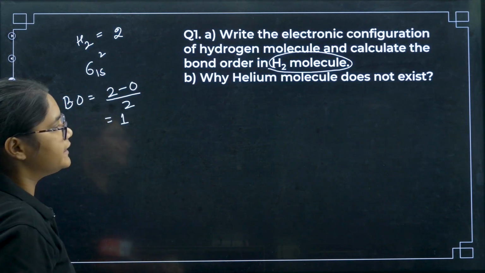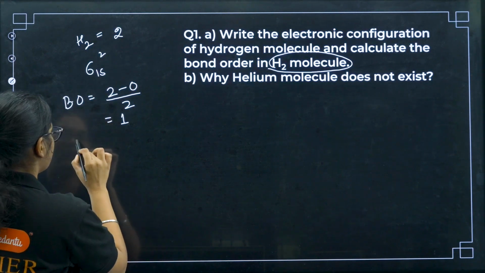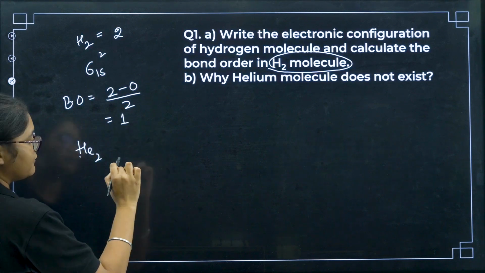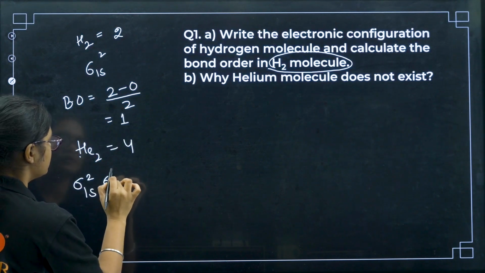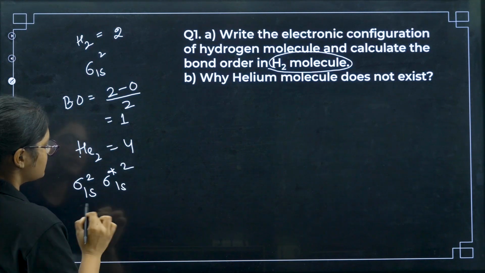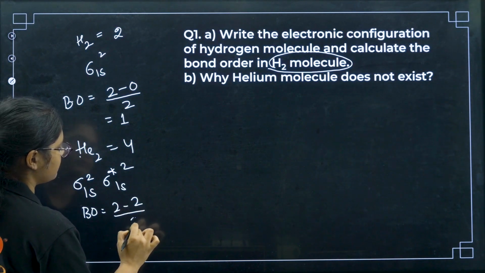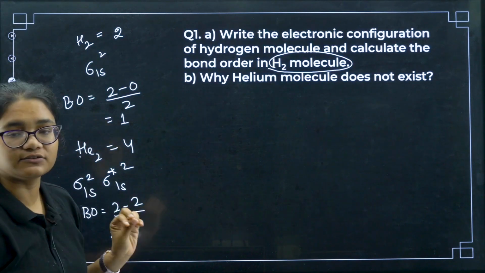Clear? Now why does the helium molecule not exist? If you see, helium is 4He2, right? Helium has 2 electrons, another helium will have 2 electrons, so total 4 electrons. If I write sigma 1s 2, sigma star 1s 2, what is the bond order? Bonding is 2, anti-bonding is 2, divided by 2. That gives you 0. Since the bond order is 0, the molecule does not exist.